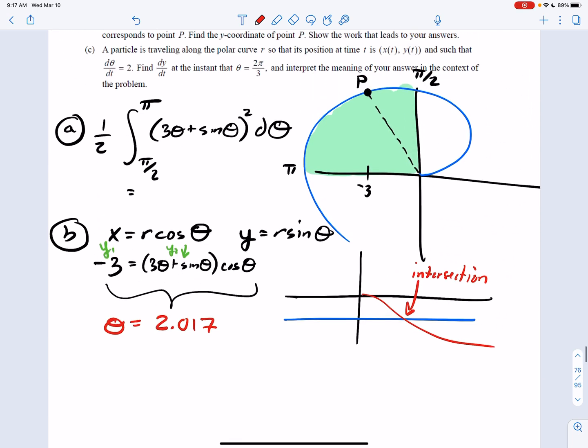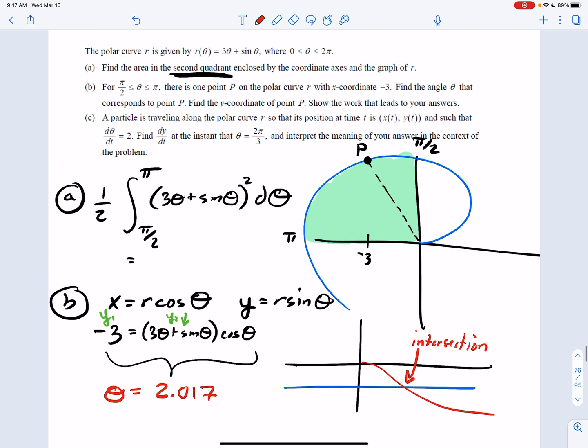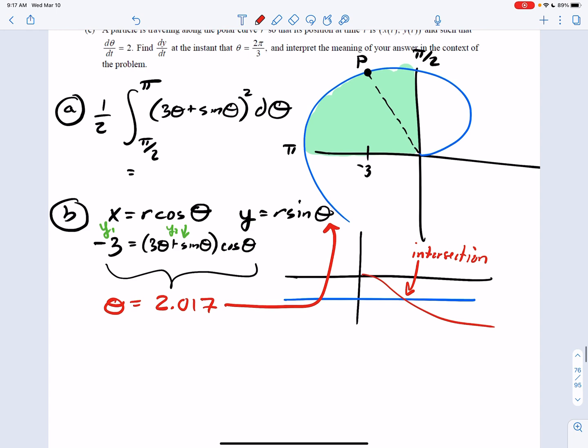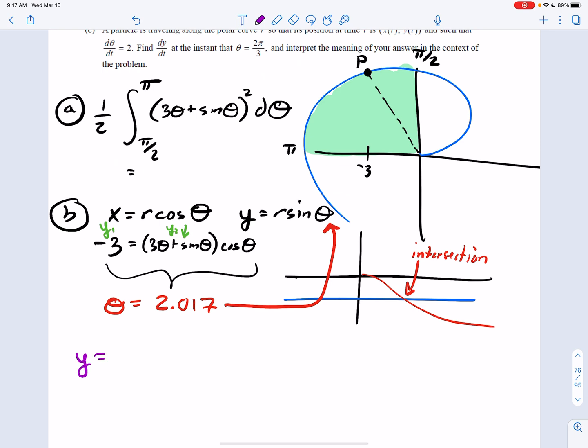Okay, so now we want to find out what the y coordinate is at this point. So now that we know what theta is at this point, we could just take our theta and plug it in here. Now, I don't know if it's going to come out a different answer. Actually, let me write this out first. I know that y will equal r sine theta, or in this case, 3 theta plus sine theta, which is r, times sine theta.